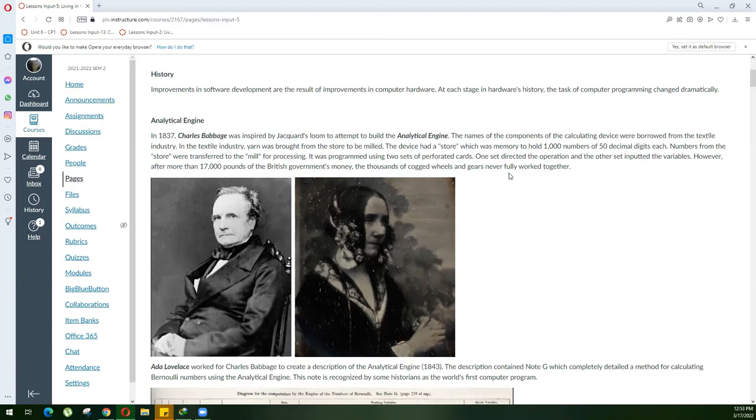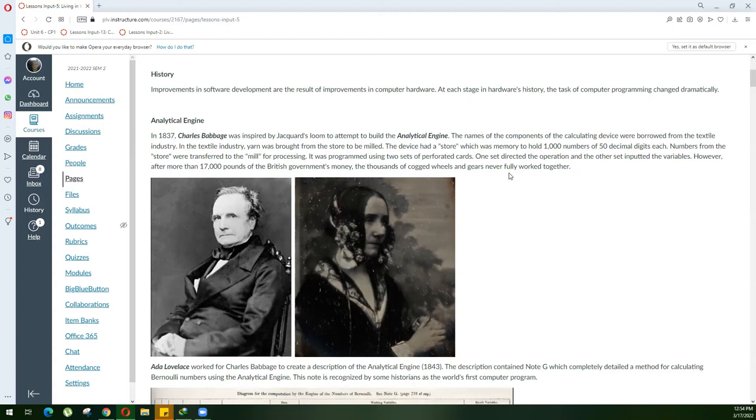So basically, Charles Babbage attempted to create a computer that would somehow mimic the process of the textile industry. In his device, he has a store, which is the memory or storage, and the mill, which is the actual processing unit, or the CPU. It was programmed using two sets of perforated cards, or punch cards. One set directed the operation and the other set inputted the variables.